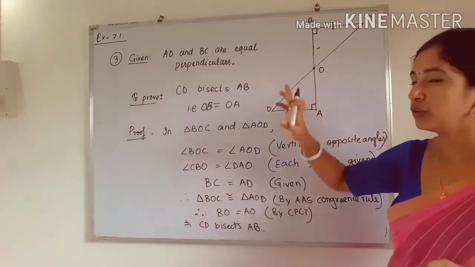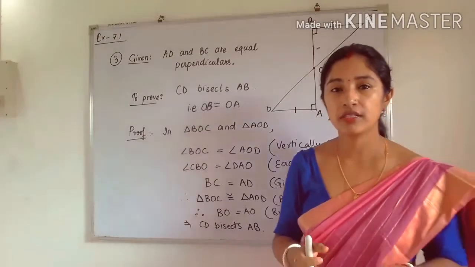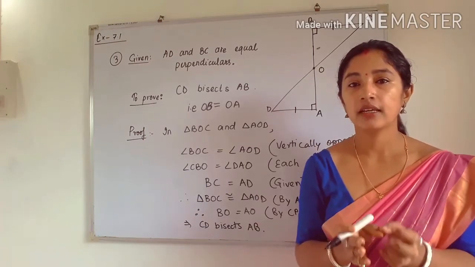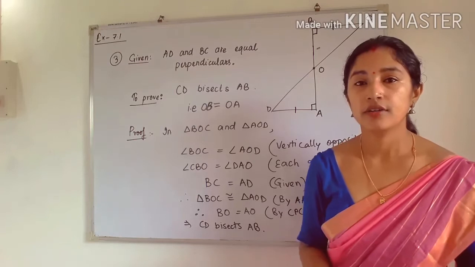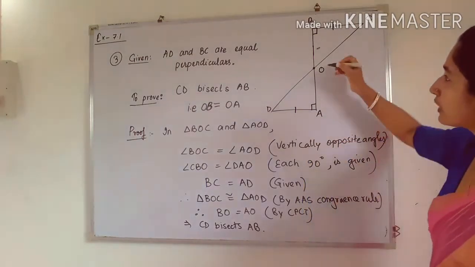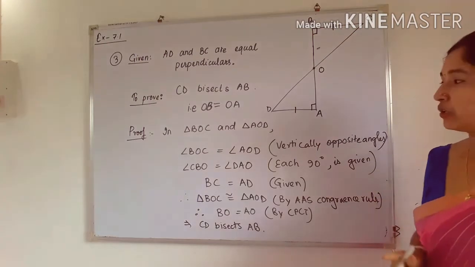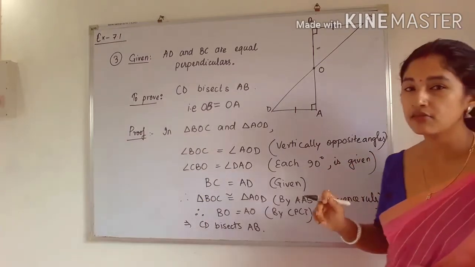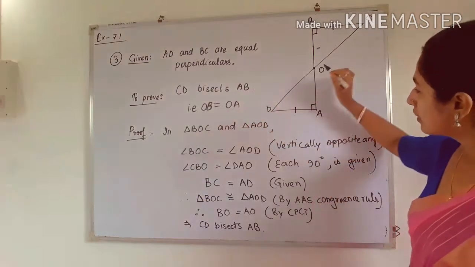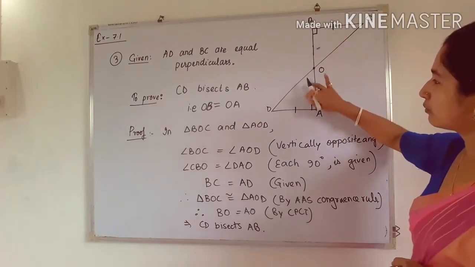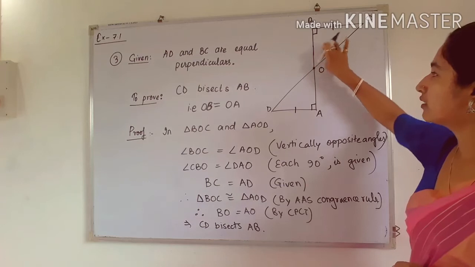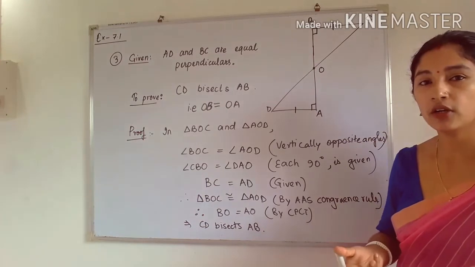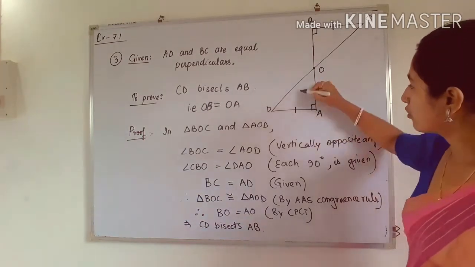So you must know what is the meaning of bisect. Bisect means it is dividing into equal parts. This line is dividing the other line in equal parts. So we can also say that O is the midpoint of AB. That we need to prove. So what we have to do? We have to start by taking the triangles, as OB and OA are present in both the triangles. Then we have to prove that these triangles are congruent. So if they are congruent, then the remaining parts will be automatically equal by CPCT.